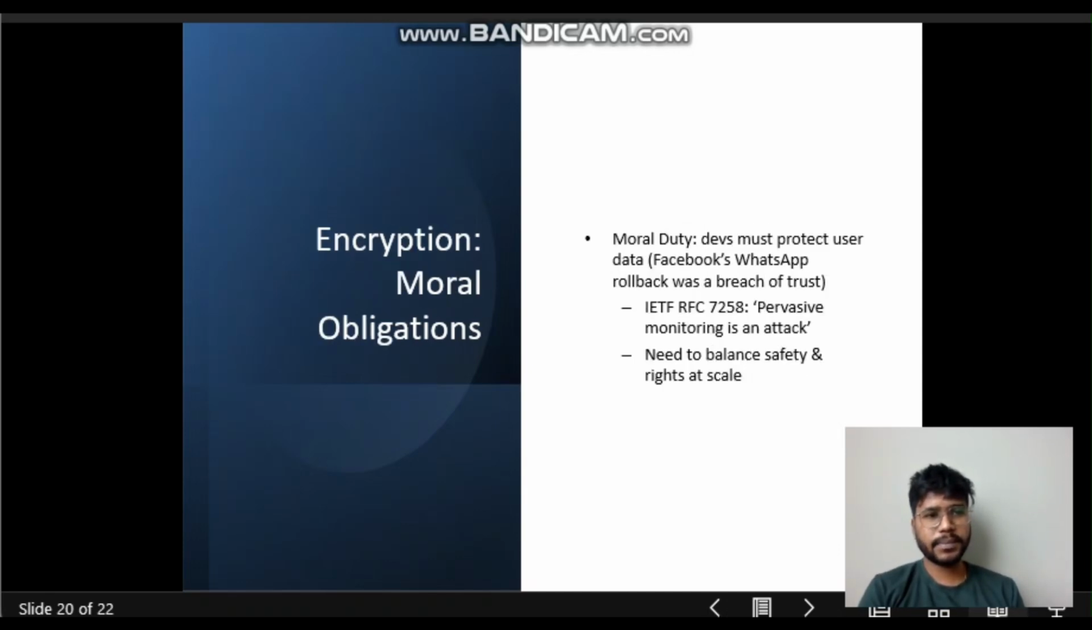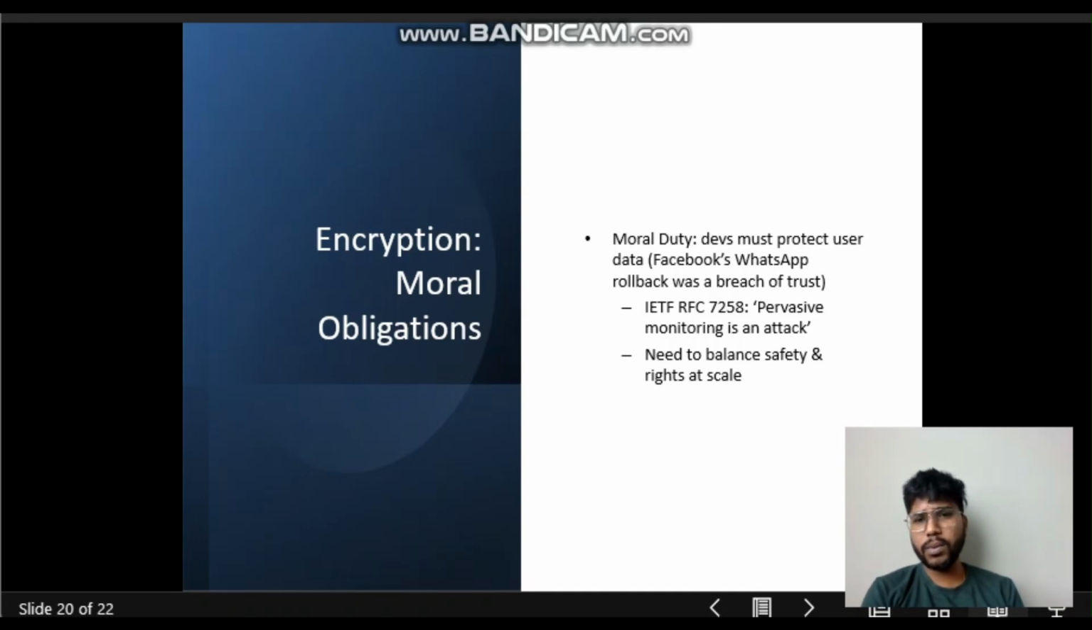Next, moral obligations, one of the most interesting things. Ultimately, developers and tech companies have moral duties to protect users' data from unauthorized access, ensuring that no one can access a particular person's data. But when Facebook modified WhatsApp's data practices in 2021 to share metadata with advertisers, critics called it a betrayal of user trust.